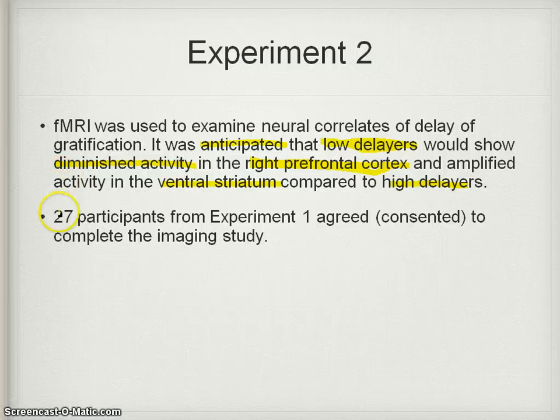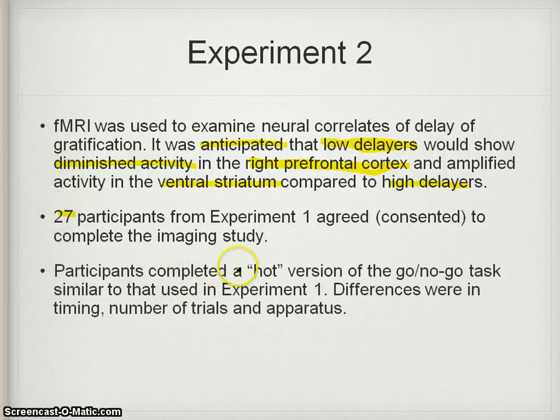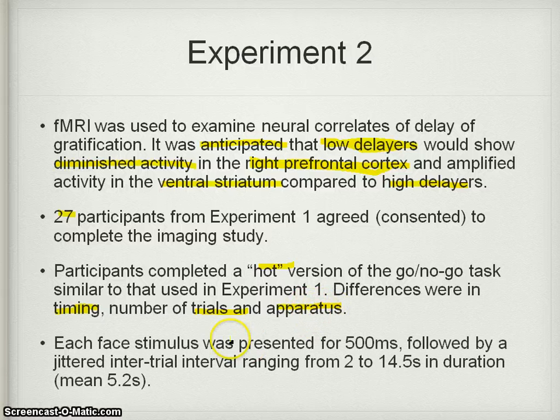It was 27 participants from experiment 1. As we've mentioned, the participants completed the hot version of the task, with differences in the timing, the number of trials and the apparatus. So there were slight differences from experiment 1 in terms of how long they had, the number of trials and the apparatus, because they're in an fMRI scanner this time.